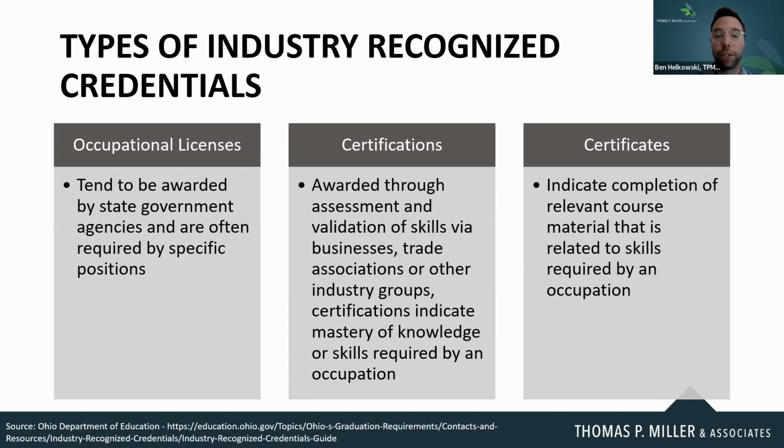And the third type of industry recognized credential are certificates, which indicate completion of relevant course material that is related to skills required by an occupation. Certificates can be tricky to distinguish between one that is industry recognized or not. They have generally not gone through the rigor that other industry recognized credentials have gone through, such as the occupational licenses and certifications. However, they are important to keep in mind as they do exist as a viable option for the industry recognized credential component of a registered apprenticeship program.